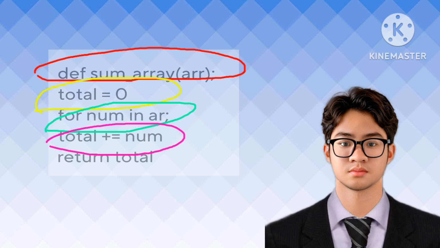In each iteration, the value of num, the current element, is added to total. This is the shorthand for total equals total plus num. And the last step: after all the elements in the array have been processed, the function returns the total sum.